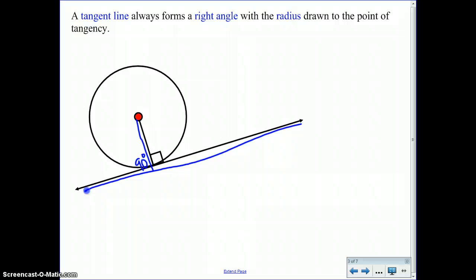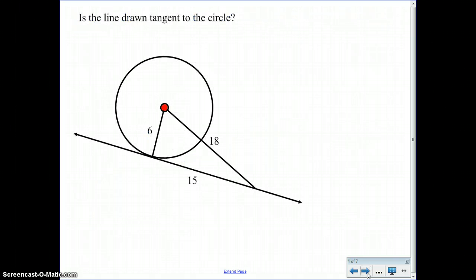In other words, if it's not 90 degrees, then it's not actually a tangent line. The radius and the tangent line always have to form a 90-degree angle. Okay, so let's look at a couple examples.